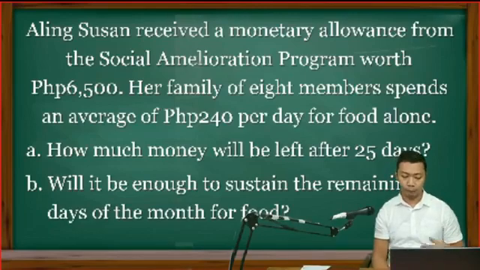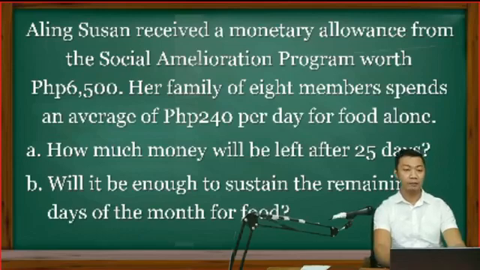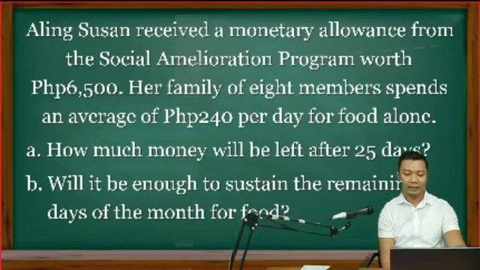month for food? So, to give you time in solving this problem, we will give you around 2 minutes and your timer starts now. Okay? You're expected to comment your answers as listed, letter A and letter B. Okay, number 1 is for the first question and number 2 will be answered by a yes or a no. So letter A is a numerical answer, and letter B is a yes or a no.